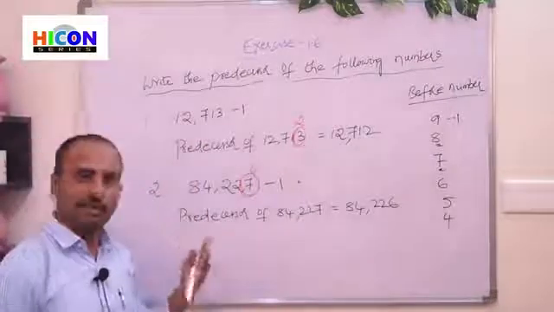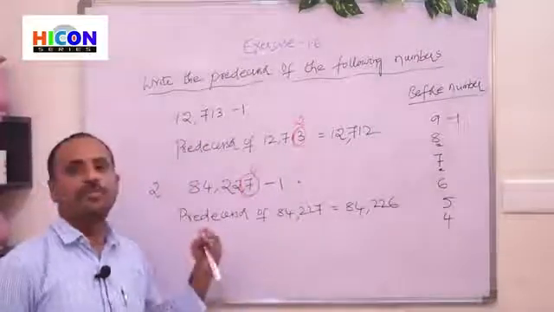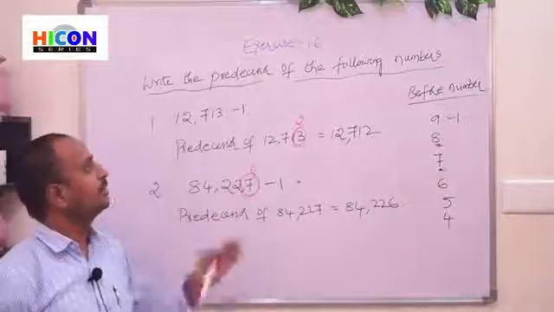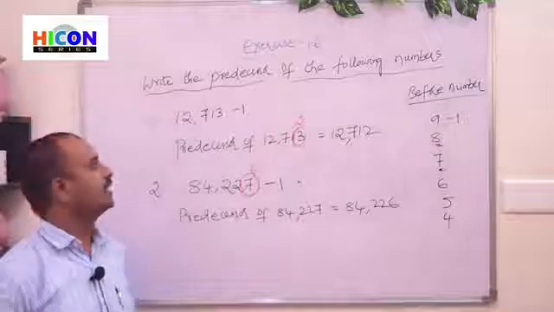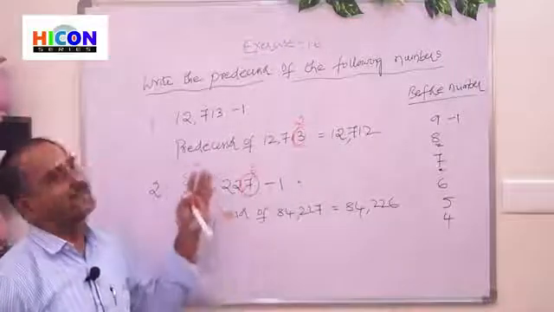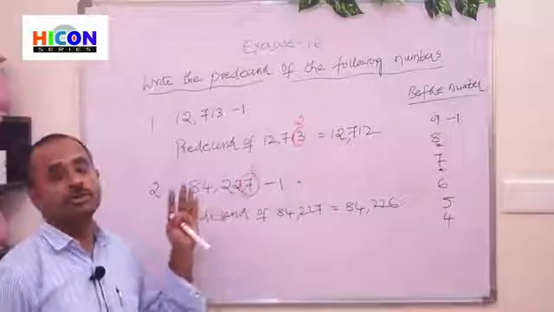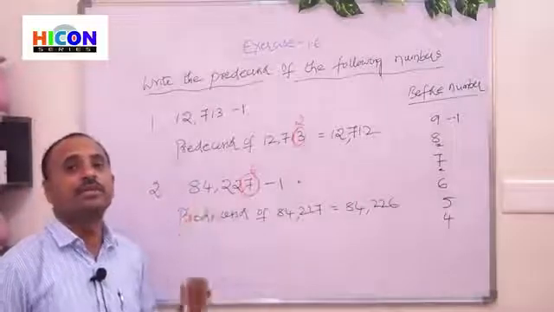So successor, predecessor. Successor will be obtained by adding 1 to the given number, and predecessor will be obtained by subtracting 1 from the given number. So children, there are some more problems in this exercise. So practice those problems in the PDF given by your teacher.